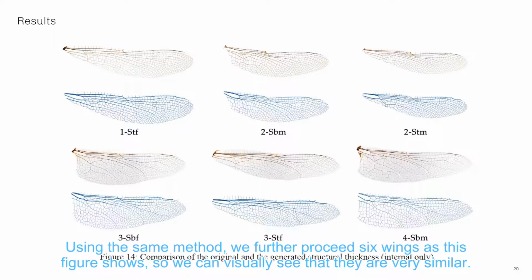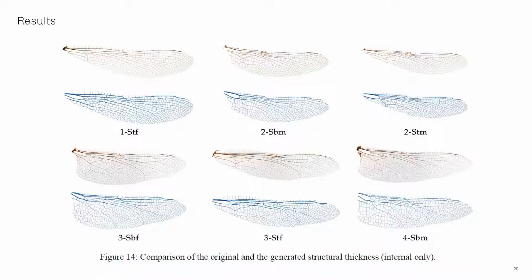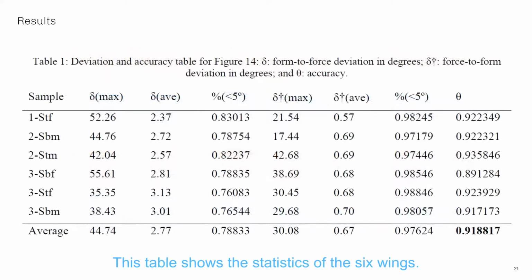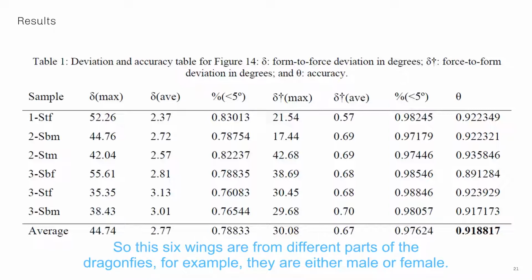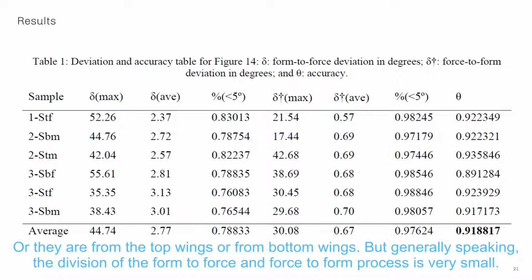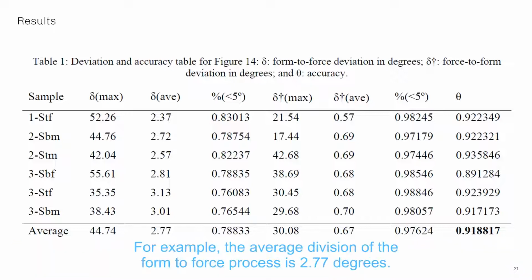Using the same method, we further processed 6 wings as this figure shows, so we can visually see that they are very similar. This table shows the statistics of the 6 wings. These 6 wings are from different parts of the dragonfly. For example, they are either male or female, or they are from the top wings or from the bottom wings. But generally speaking, the deviation of the form-to-force and force-to-form process is very small.